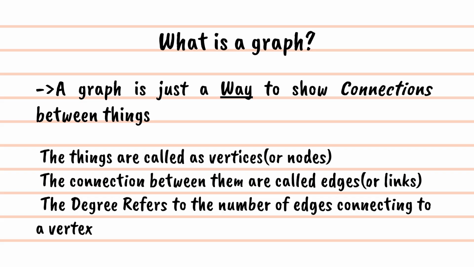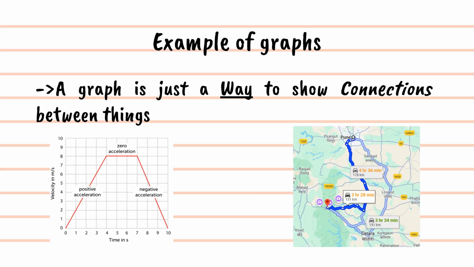A graph is a way to show connections between things. The things are called vertices or nodes, and the connections are called edges or links. The degree refers to the number of edges connected to a vertex. Examples of graphs include velocity time plots and maps showing routes and connections between locations.